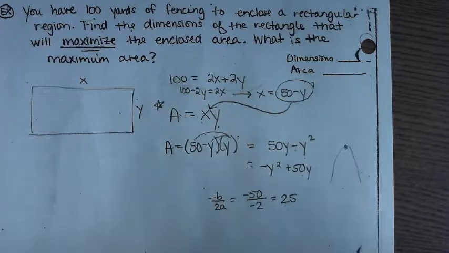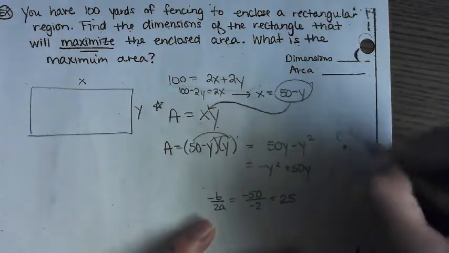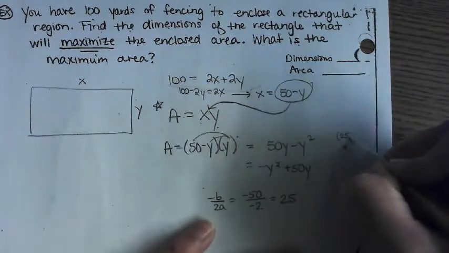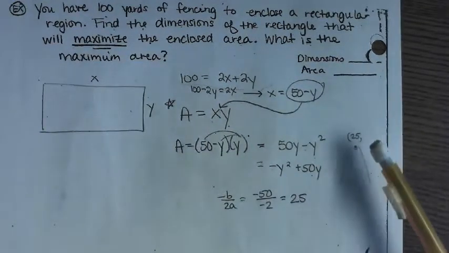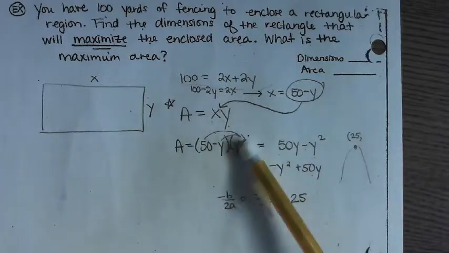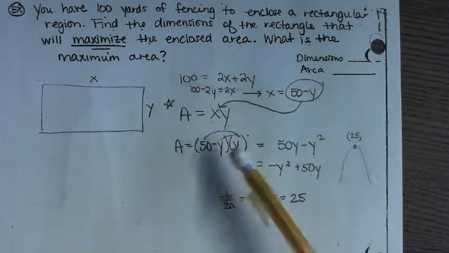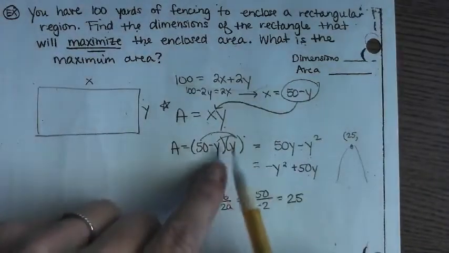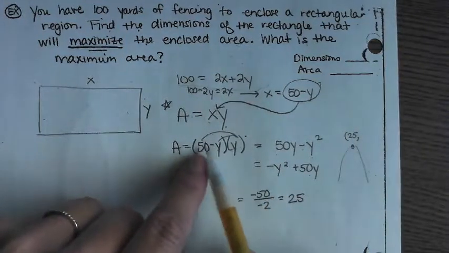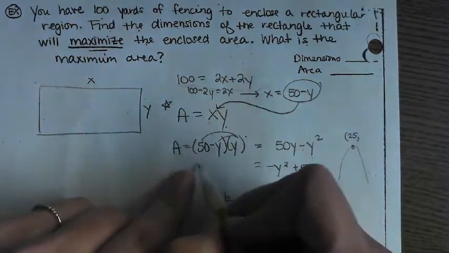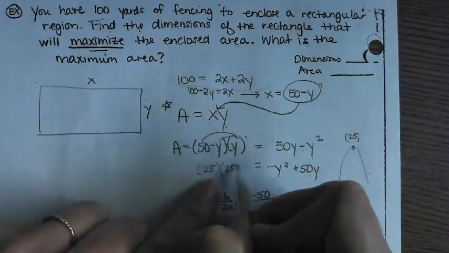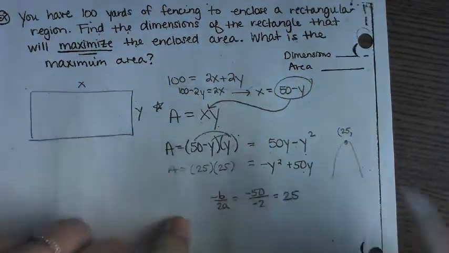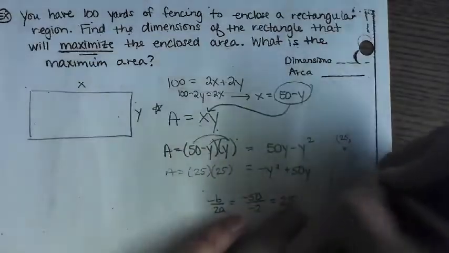So this x coordinate of my vertex is 25, comma, we get the y coordinate by plugging that back in, right? So if we plug 25 back in, it's probably easier to plug into here, right? What's 50 minus 25 times 25? And do you know what 25 times 25 is? Good, 625.